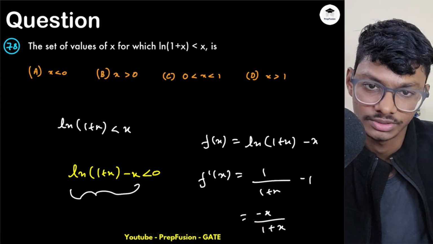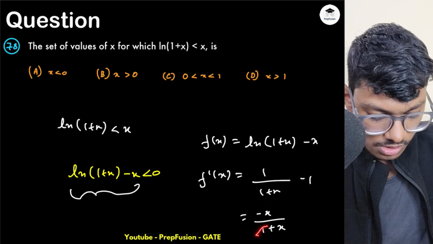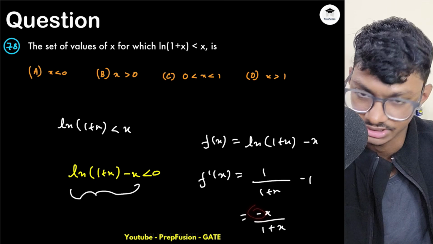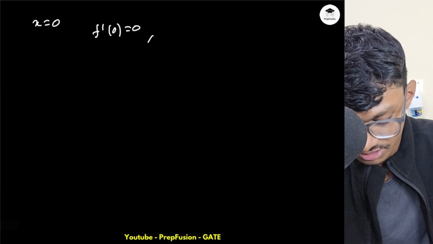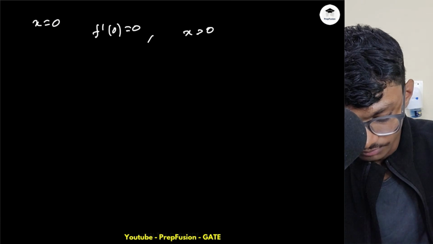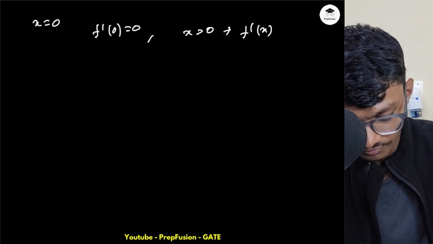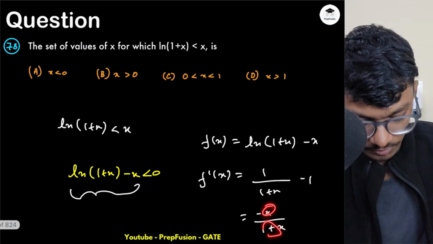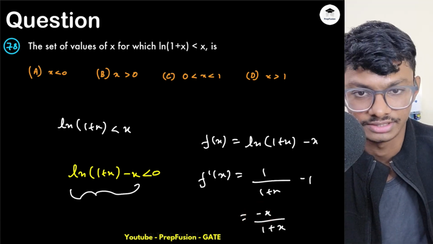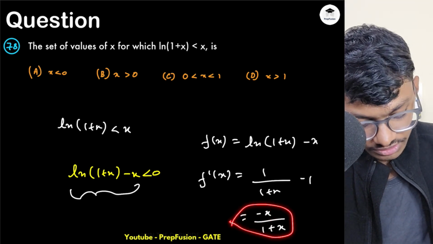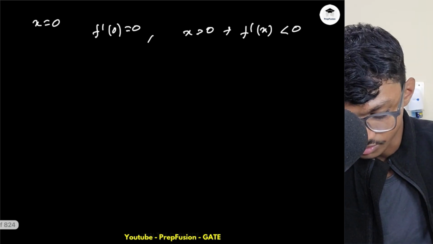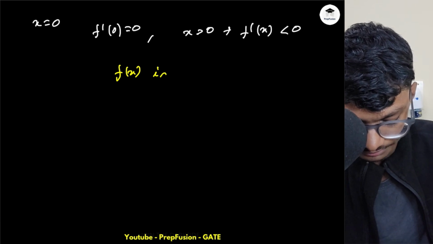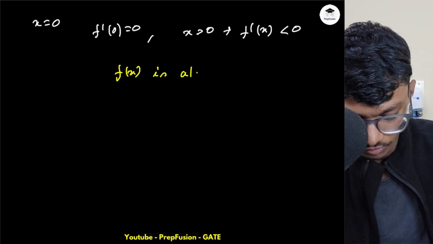Now if I put something higher than x equals 0, this denominator will be positive and this will be positive. Positive by positive will be positive, but I have a negative sign, so I will get negative. So for x greater than 0, f'(x) will be less than 0 always. If this is always negative, it is always decreasing, so I can say my f(x) is always decreasing.